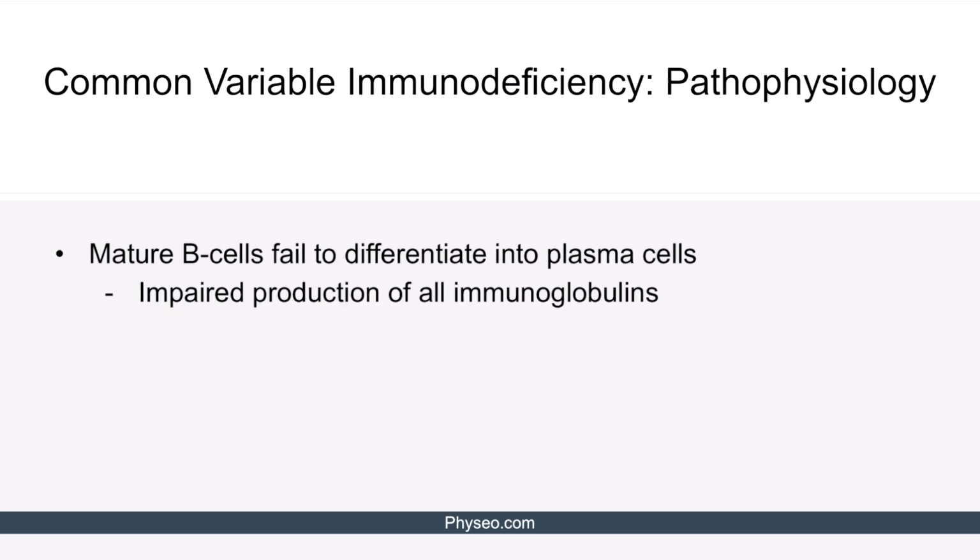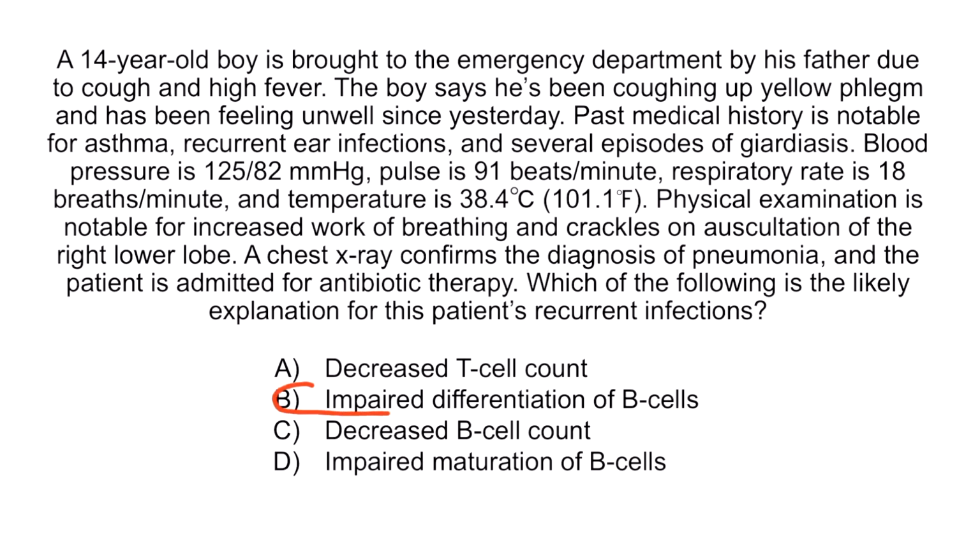Next, recall from this slide that common variable immunodeficiency is characterized by failure of mature B cells to differentiate into plasma cells, which impairs production of all immunoglobulins and creates a state of immunodeficiency. This is why option B, impaired differentiation of B cells, is the correct answer.